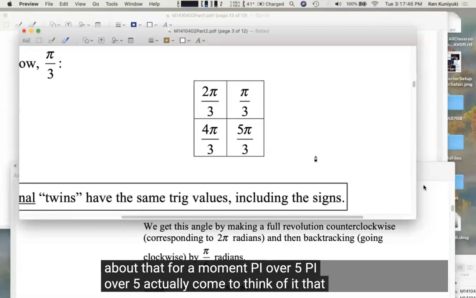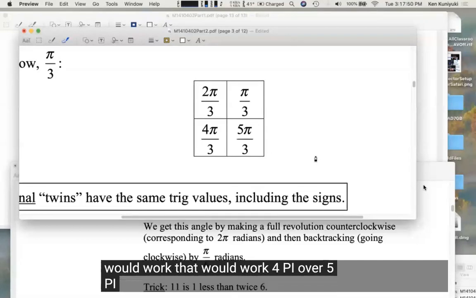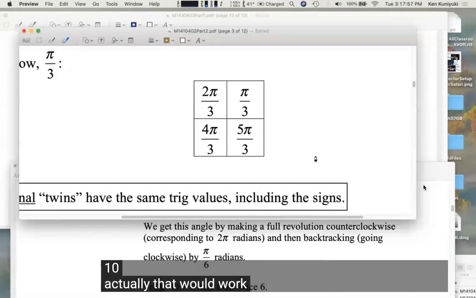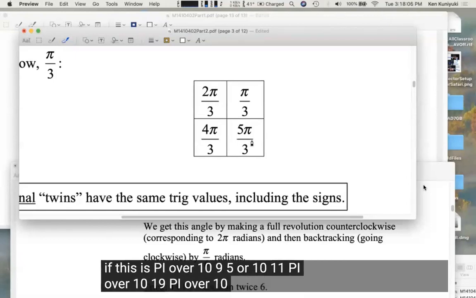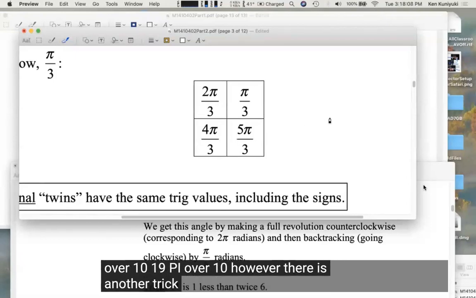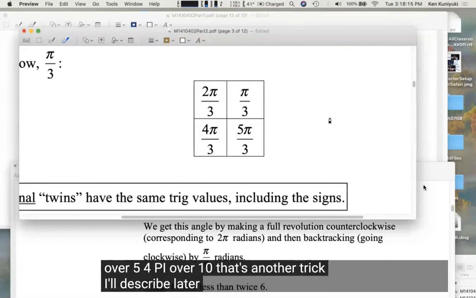Actually, come to think of it, that would work for pi over 5, pi over 7, pi over 8, pi over 9, pi over 10. So for example, if this is pi over 10, 9 pi over 10, 11 pi over 10, 19 pi over 10. However, there is another trick with reference angles where actually it wouldn't work for pi over 5 or pi over 10. That's another trick I'll describe later in the chapter.